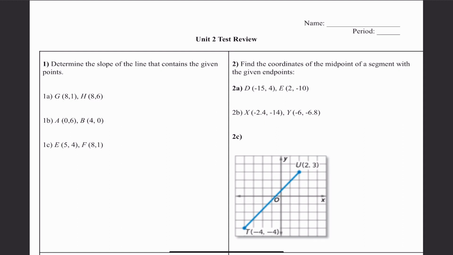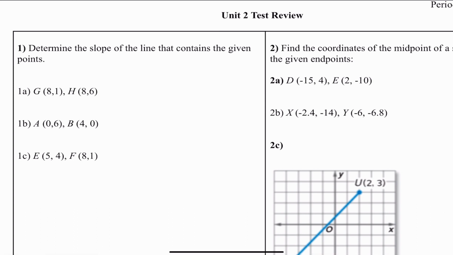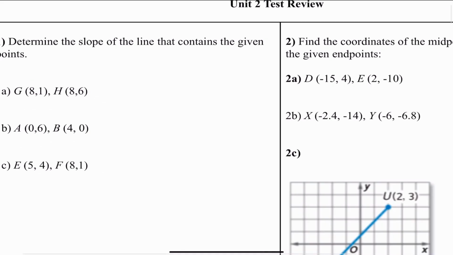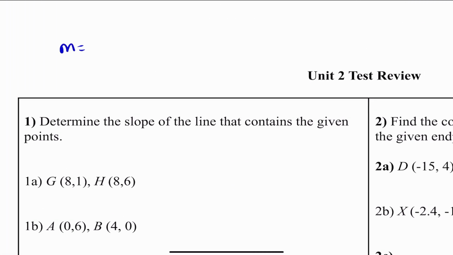Alrighty, what I want to go ahead and do is go over the first page of the Unit 2 test review. So, number 1 says determine the slope of the line that contains the given points. So I have these 2 points for each problem, and I'm going to go ahead and use that slope formula that we know. So m equals y2 minus y1 over x2 minus x1.